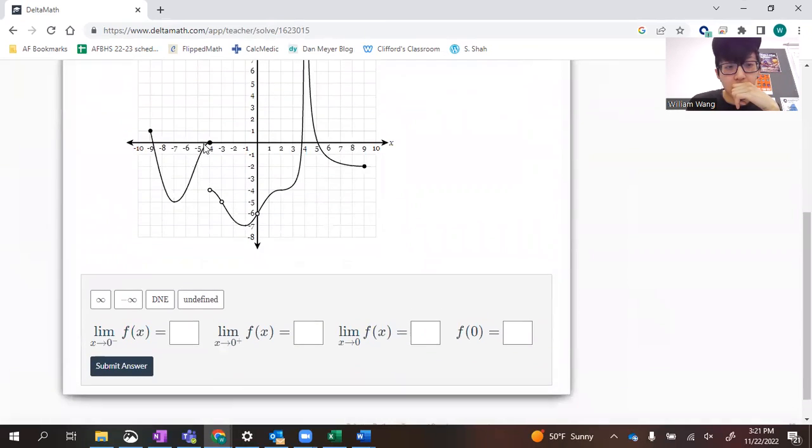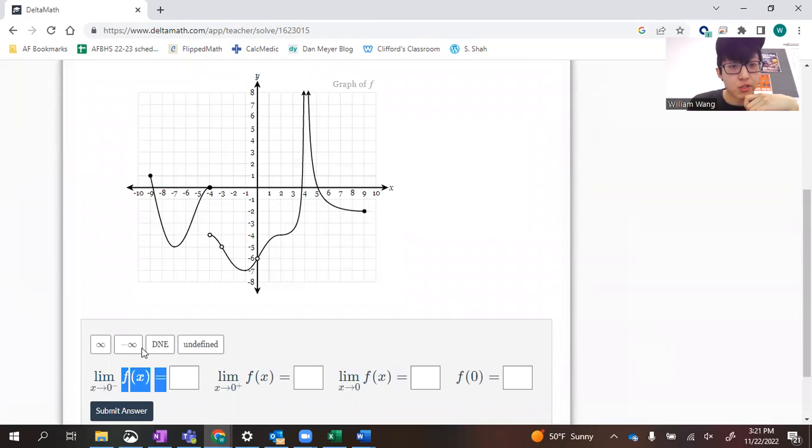Okay, let's see. They asked me for the limit as x approaches 0 from the left. So x is 0 is right here. Hopefully y'all can see my mouse. I have a hard time showing or knowing how else I would show these problems. So x equals 0 is right here. As I approach from the left, I'm approaching a y value of negative 6.